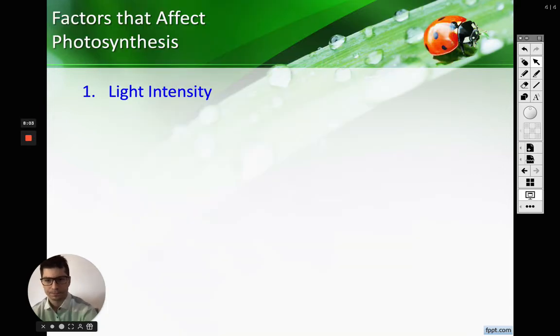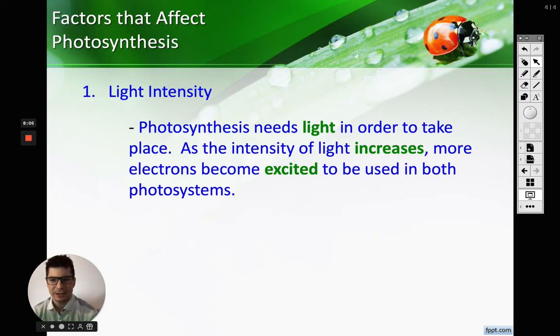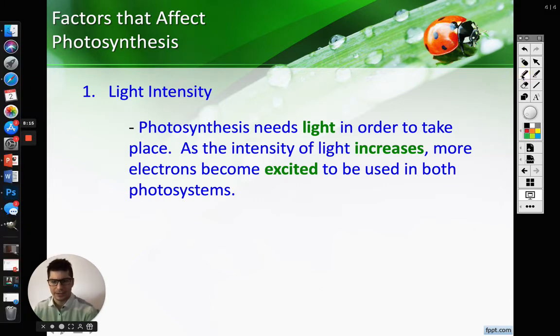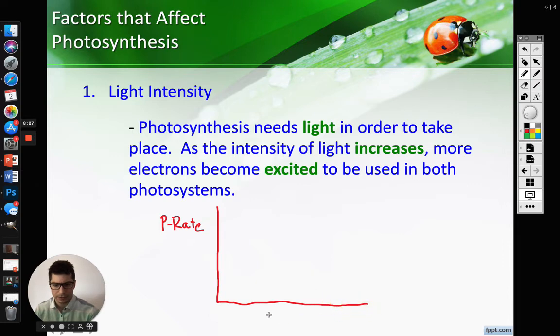Okay? All right, so things that can affect photosynthesis is light intensity. As our light increases, we are going to have an increase. Here, I'm just going to call it P rate for photosynthesis rate. Just going to make a little graph here. This is going to be time.